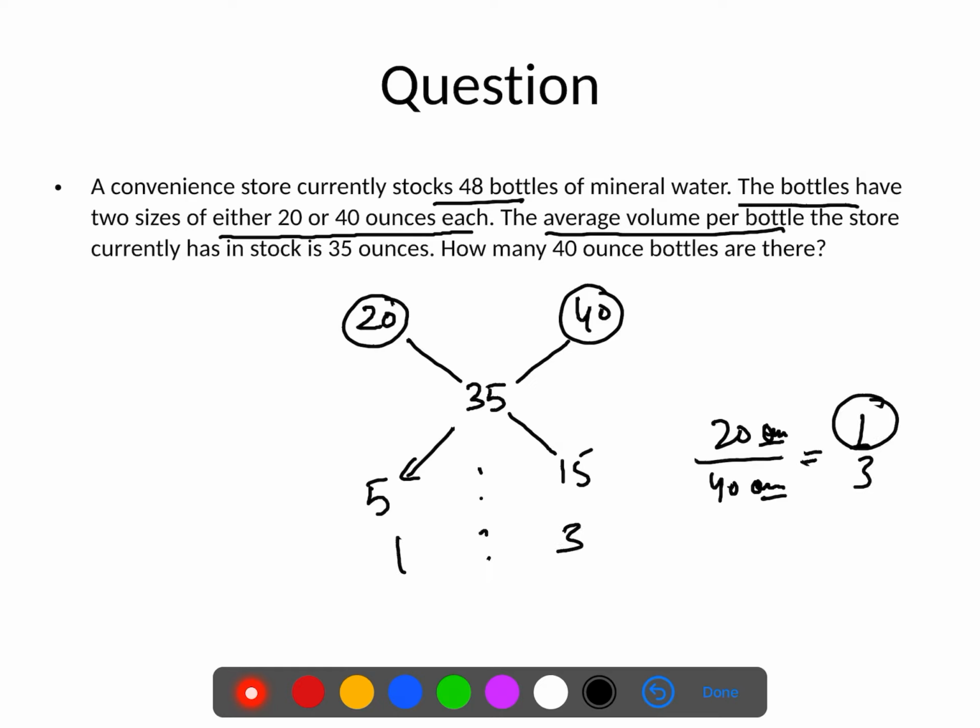So let's say this is x, this is 3x. So x plus 3x is given as 48, 12 plus 36, that's the number we need. So 36 40-ounce bottles.